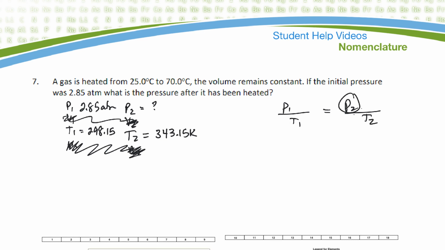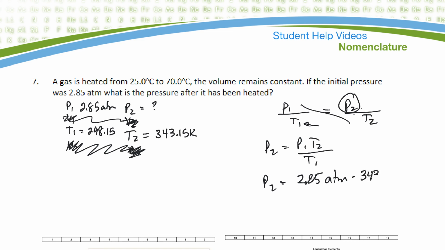They're looking for P2. So P2 is going to be this cross: P1 times T2, divided by the thing that's across from what you're looking for, T1. So P2 is P1, 2.85 atmospheres, times T2. Careful with that, always make sure you're putting in the right one. Divided by T1, 298.15. Now, if I take a gas and heat it up, I'm assuming that the hotter it gets, the more pressure there is. So I'm hoping my answer is bigger than 2.85. But let's try.